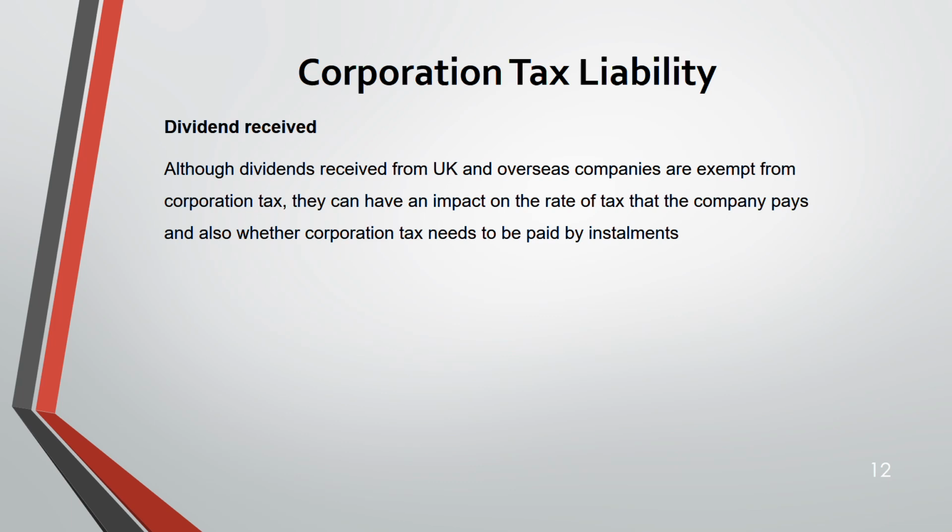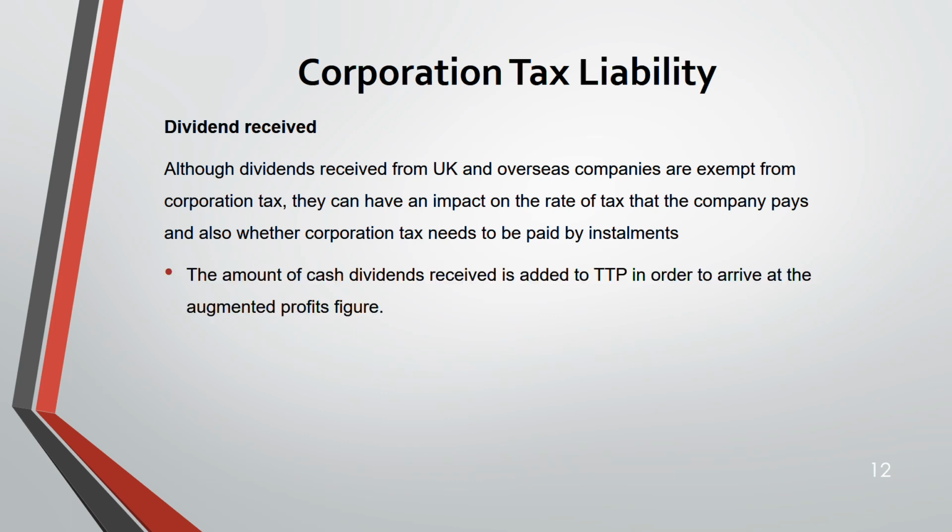Now, dividends received from UK and overseas companies are exempt from corporation tax, but they can have an impact on the rate of tax. Remember, that's why for augmented profit you have to add it to the TTP. It affects the rate of tax that the company pays, and also whether the corporation tax needs to be paid by installments. For that decision, you need the dividend receipt. You have to take it into account. So the cash dividends are added to the TTP to arrive at augmented profit.